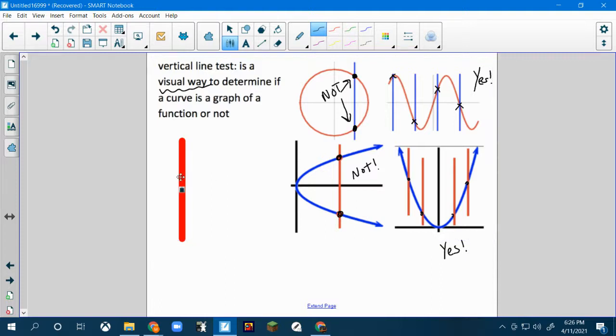So what we do with that, if we don't have lines there, we just take this and we kind of go over and look, it touches one spot in multiple places. Does it touch more than one spot? No, one spot every time. And we can move that back and forth. And that's what we do. Typically, if you're at home, you're going to use a pencil to do that vertical line test.